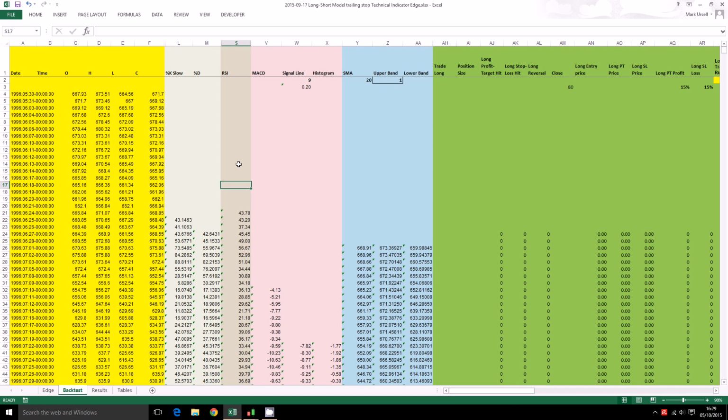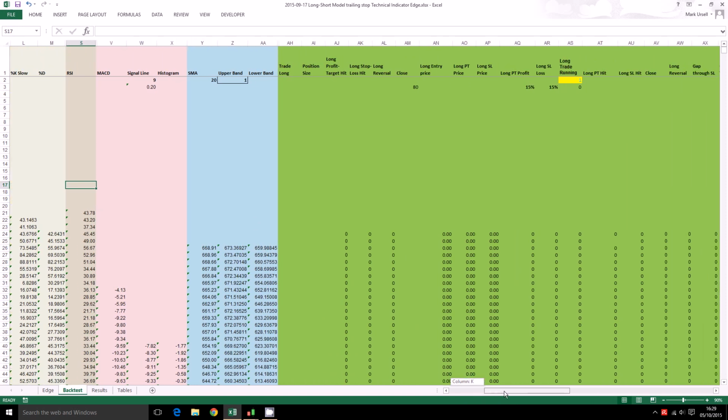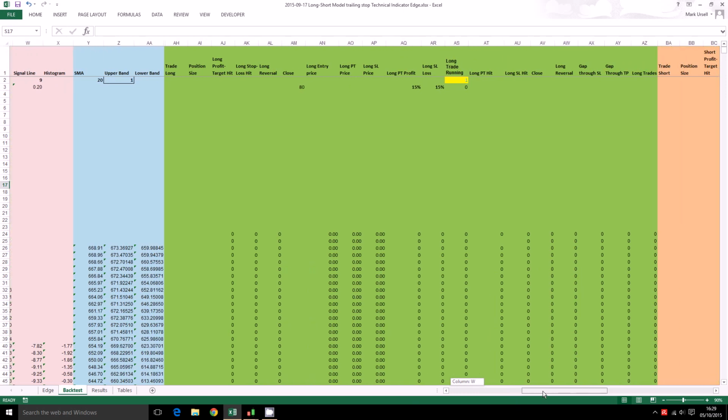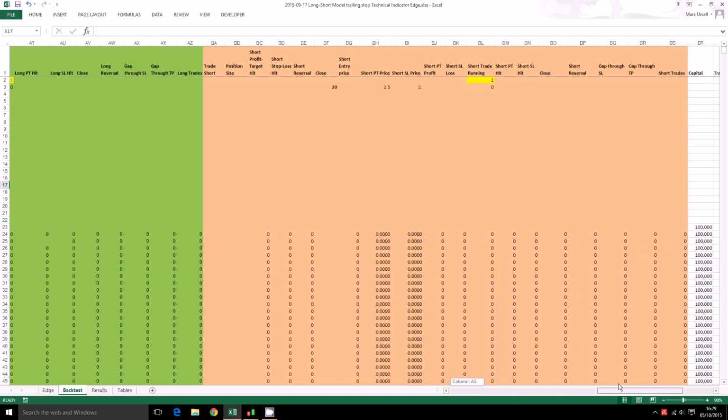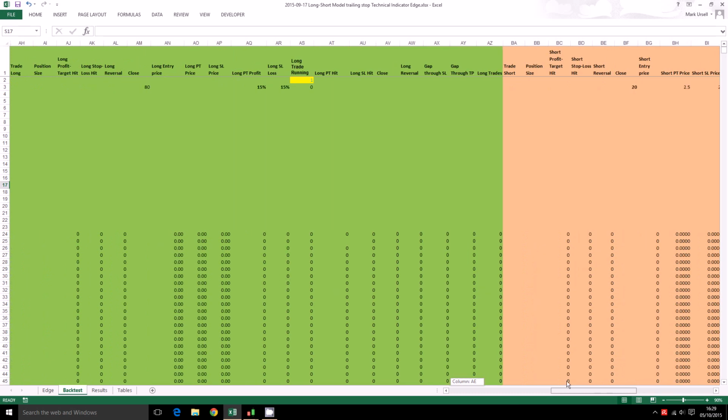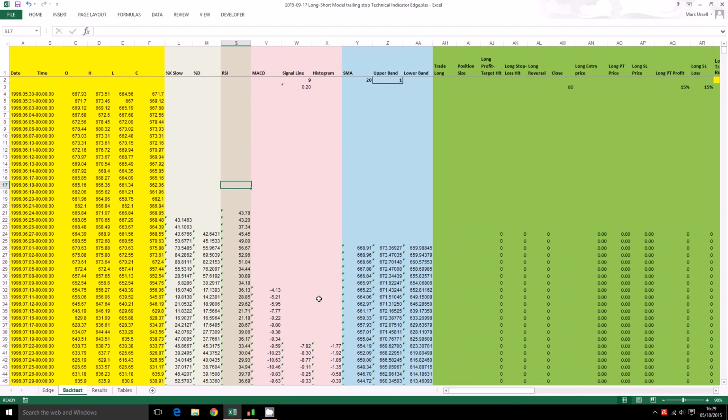So I've got the four indicators here, and I can scroll further over. We have the calculations for, firstly, the long trades, and then short trades here further over. Now, I'm keeping it simple in this test. All I'm looking at is four indicators, and I'm only looking at the long side of the market.